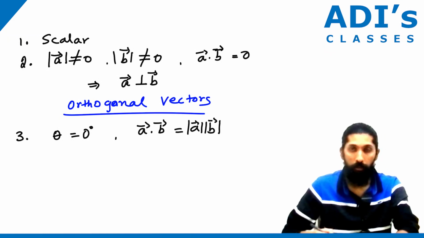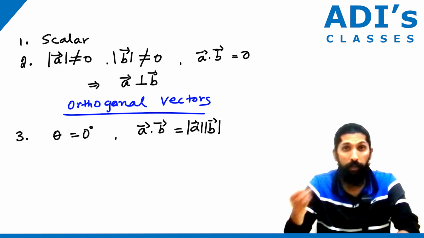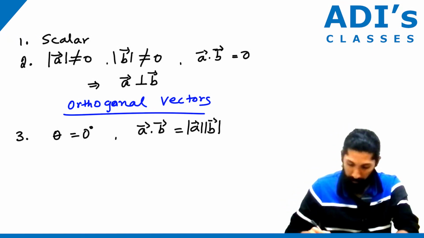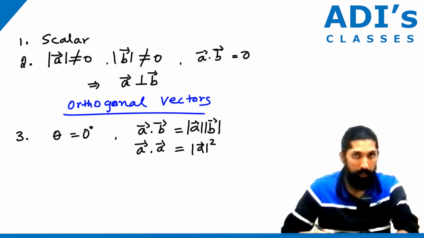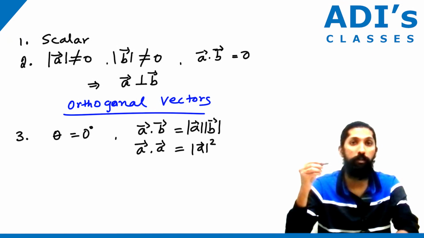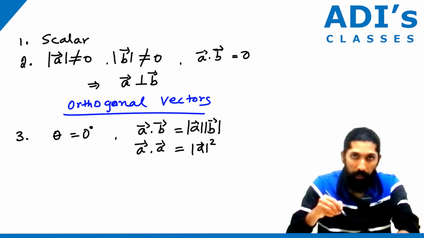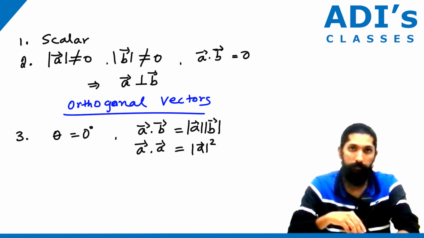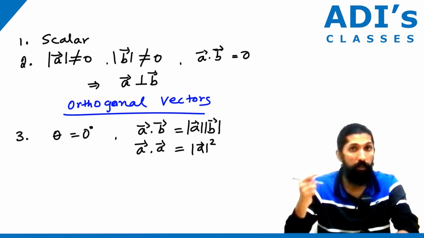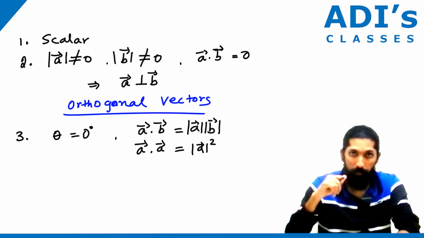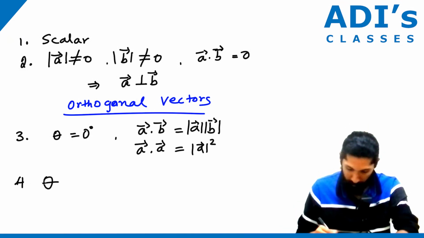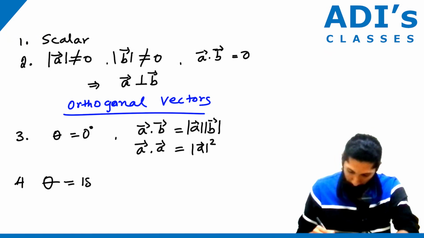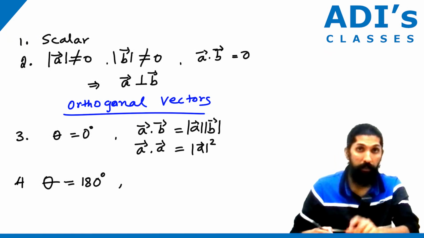maximum value. Suppose if you are taking the same vector, then vector A dot vector A is equal to mod of A whole square. The maximum magnitude of the dot product is when the angle is going to be 0 degree. That means they are parallel to each other. Fair enough? Now, the next observation is, suppose if theta becomes 180 degree. That means they are anti-parallel.